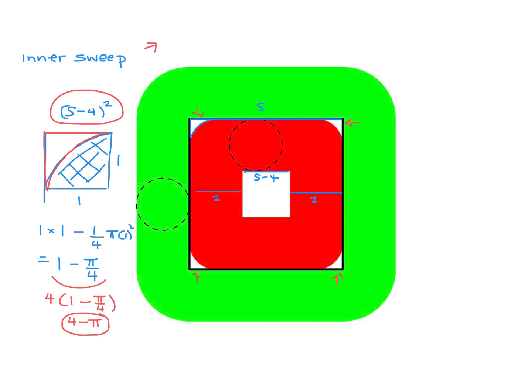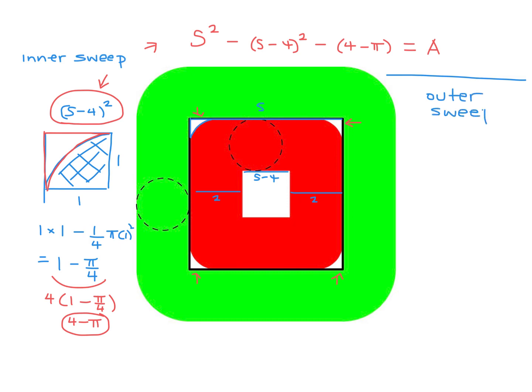The inner sweep would therefore be the full square, which is s squared, since the side is s, minus the inner box, which we figured out was s minus 4 squared, here, minus the corners, which is 4 minus pi. And there we go. That is the area of the inner sweep, and they are saying that represents A. Okay, great. Now what we do is the same kind of thing for the outer sweep, or outer region. So now we will concentrate on the outer sweep, or outer region.